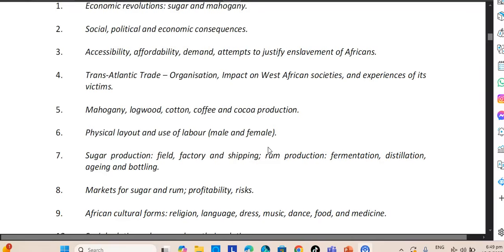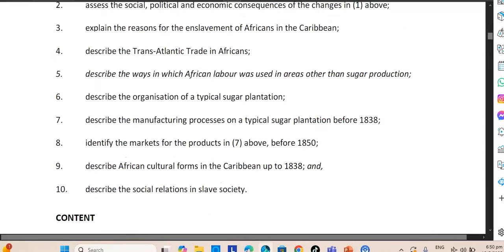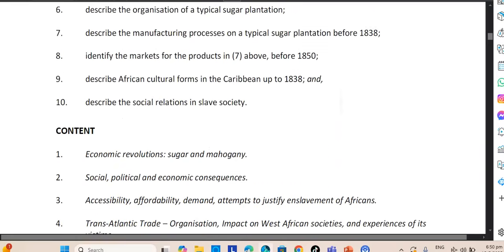The plantation economy was designed to maximize profit at the cost of human dignity and freedom. All right, guys, so you should be able to describe the physical layout and the use of labor, male and female, on the sugar plantation. Now we are going to look at what the syllabus asks us to describe: the manufacturing processes on a typical sugar plantation before 1838.